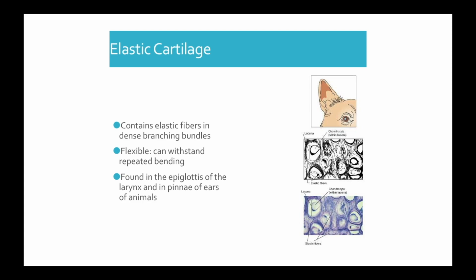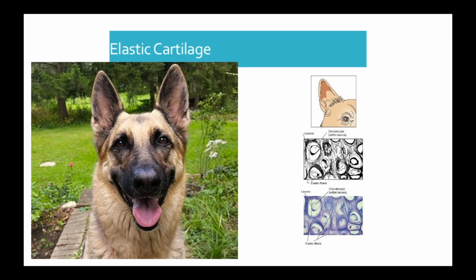And then we have elastic cartilage. So this contains elastic fibers in dense branching bundles. It's flexible, can withstand repeated bending, and it's found in the epiglottis of the larynx and in the pinnae of the ears. So looking at this, we know that we can pet our cat's ears and our dog's ears repeatedly, kind of fold them as we're petting them, and they spring back into action, similar to this German Shepherd here.